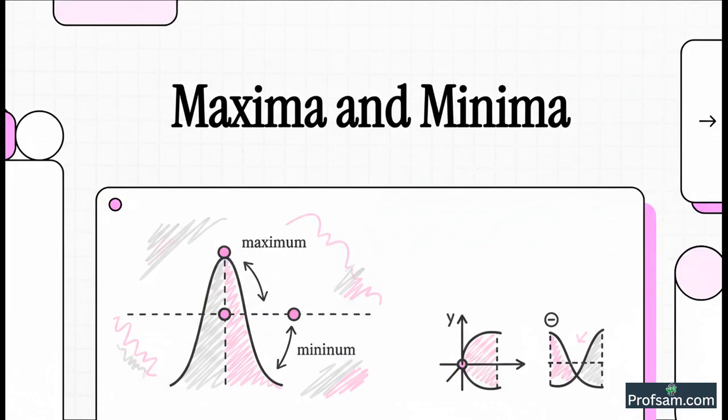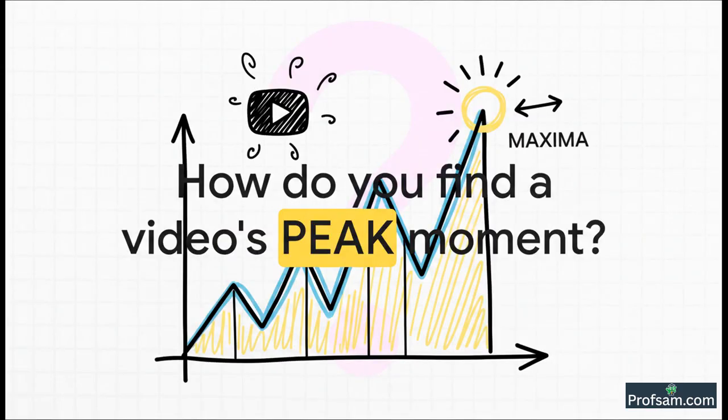Let's get started. Okay, just imagine this. You upload a YouTube video and bam, it goes viral. The views shoot up, then dip a little, then go up again. Now, in that whole journey, how would you find the exact moment when the views were at their absolute highest, that single peak moment? Well, that is the core idea behind finding a maximum.